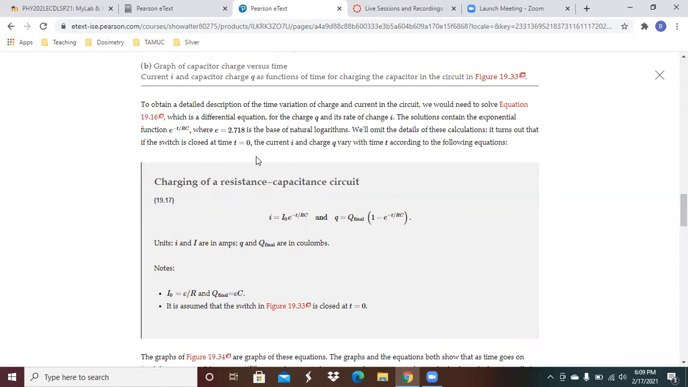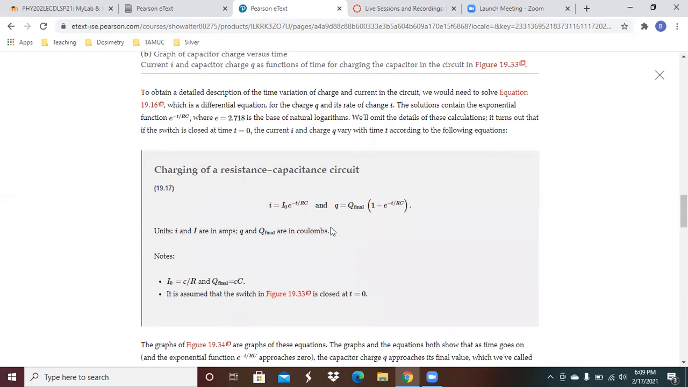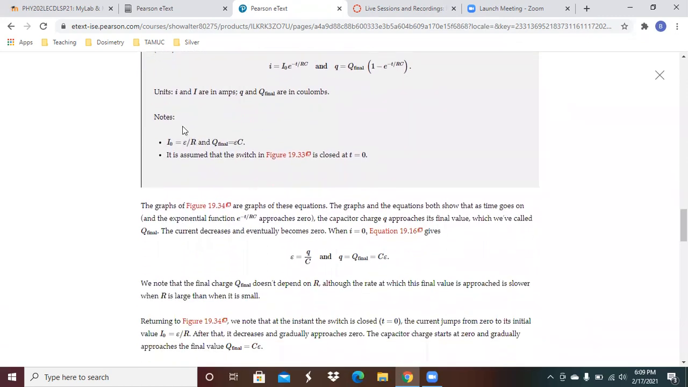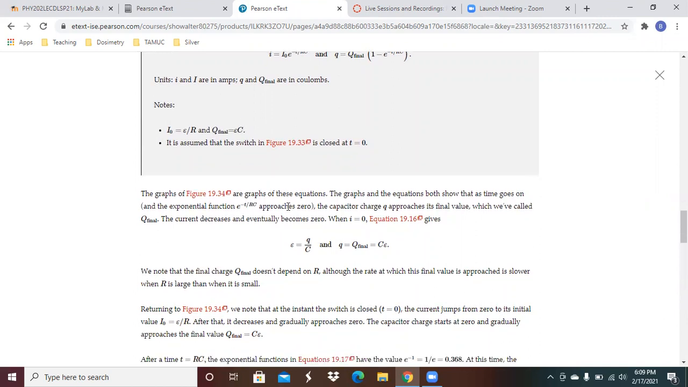There's a lot of details with that. We're not really concerned with that. We're really concerned with the final product. What we find out is that if the switch is closed when we start, then the current I and the charge Q vary with time according to these equations. So note the initial current and note the final charge.